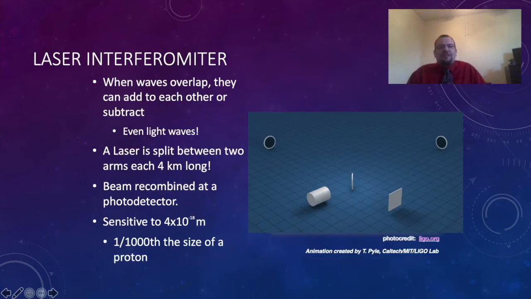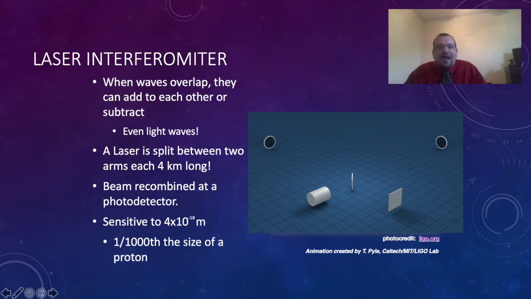So what is a laser interferometer? When waves overlap, they can add and subtract. And you can see this when you go to the beach, or when you look in a pond and drop two pebbles next to each other. Those waves, as they go out, are going to overlap. And this happens even with light waves.